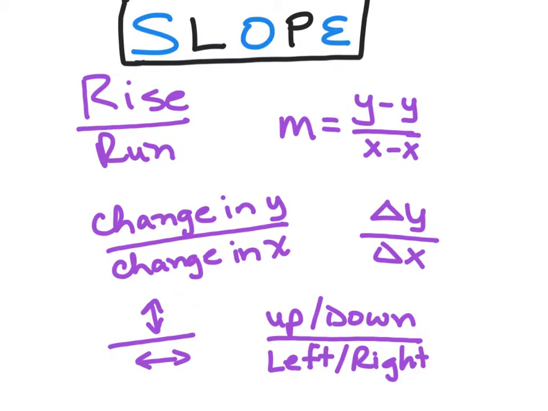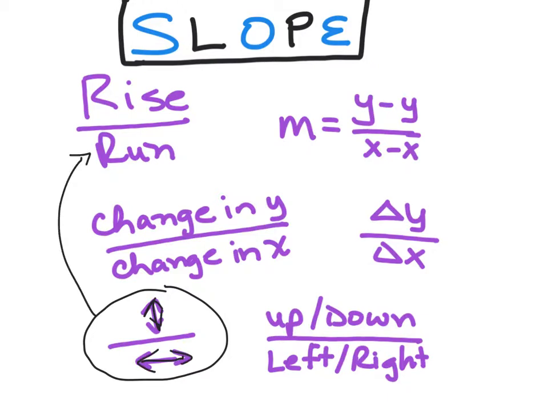So let's look at some various ways to refer to slope. Most of you refer to it as rise over run. When we do a rise over run, your rise can either go up or down, and your run can go left or right. So those two kind of pair up.